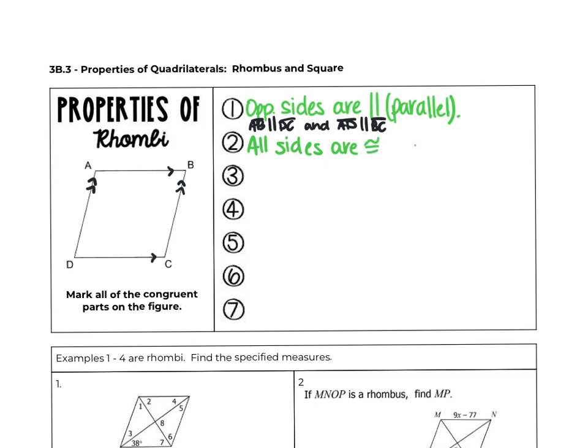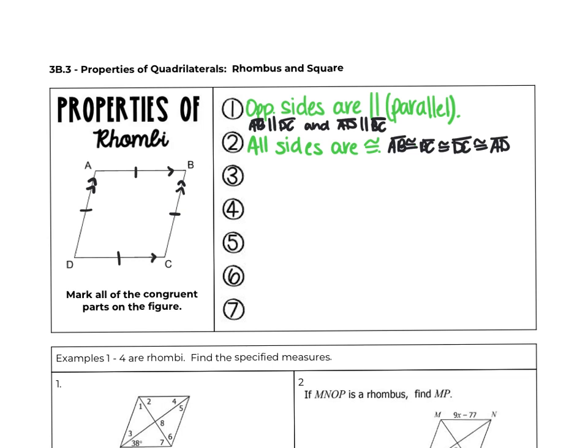Okay, so I'm going to flip over here and mark this. So I could say AB congruent to BC, congruent to DC, which is congruent to AD. So all the sides are congruent. So I have those marked and written out.